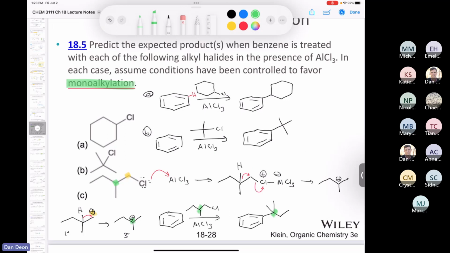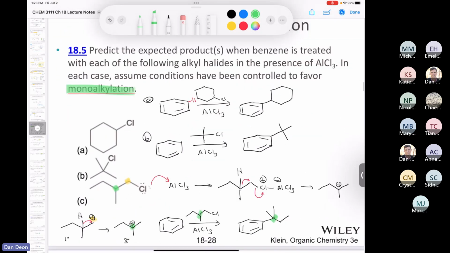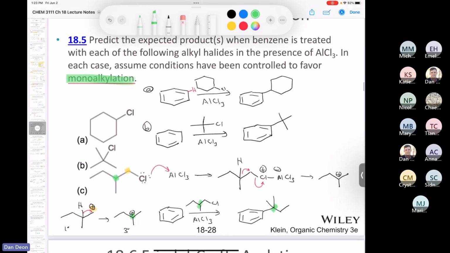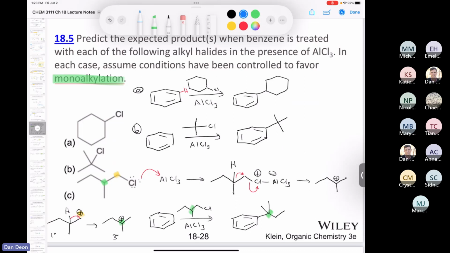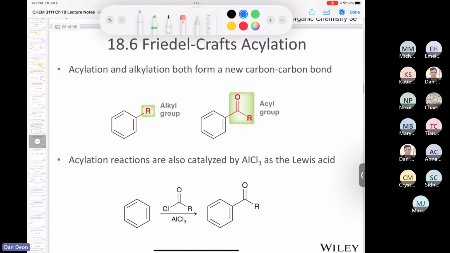So B can't rearrange because it would give you a tertiary carbocation, right? You can't have a tertiary carbocation rearranging. All right. Does that make sense, Michelle? Remember I drew this a few minutes ago? If you have a tertiary carbocation like that, that cannot undergo any kind of rearrangement. All right. There we go. Well, good. Let's move on to acylation.